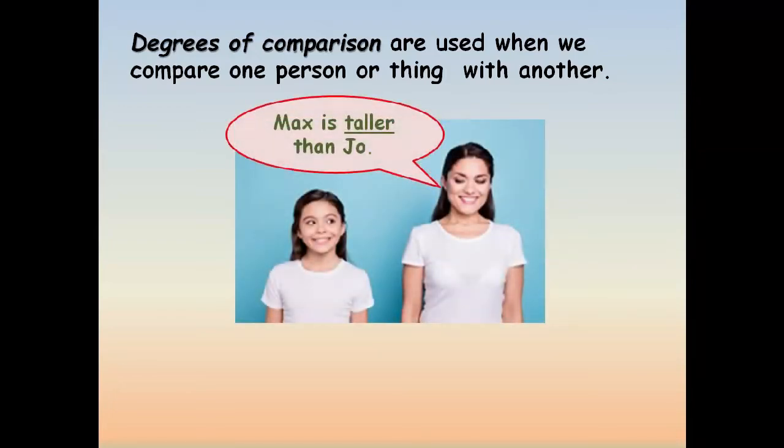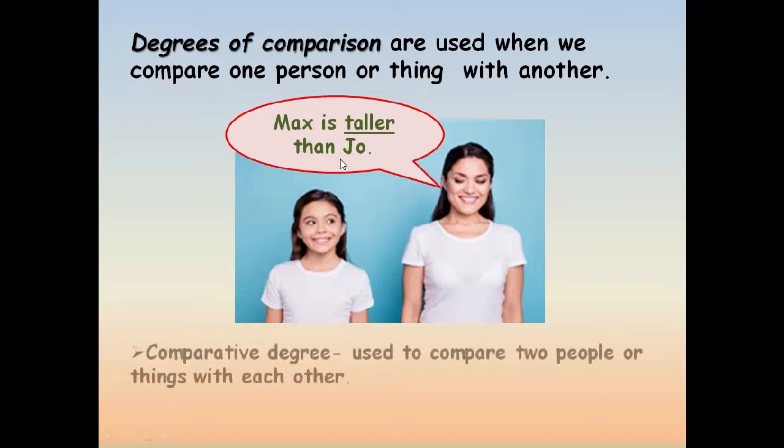Next, there are two girls over here. Max is taller than Joe. So Max is this girl who's the taller one and this is Joe. What does it say? Max is taller than Joe. This is the comparative degree. This is used to compare two people or things with each other. So when you're comparing two people or two things, not more than two, we use the comparative degree. That is why two girls are being compared over here. Max is taller than Joe. So taller is the comparative degree.